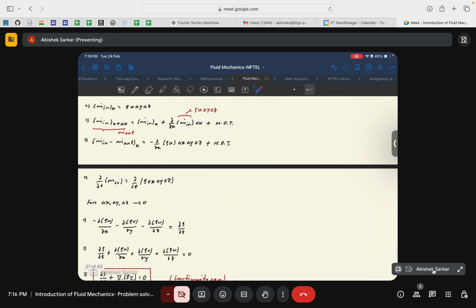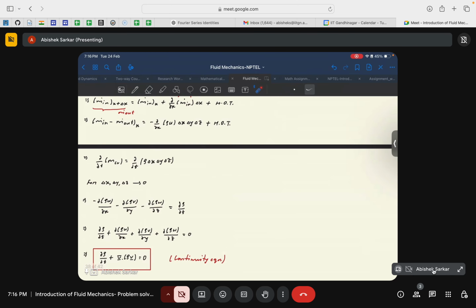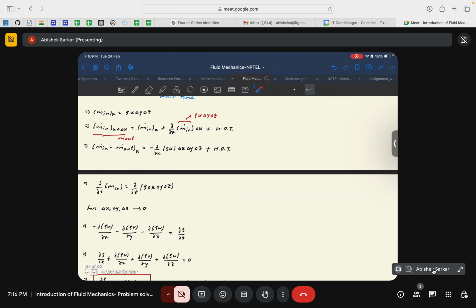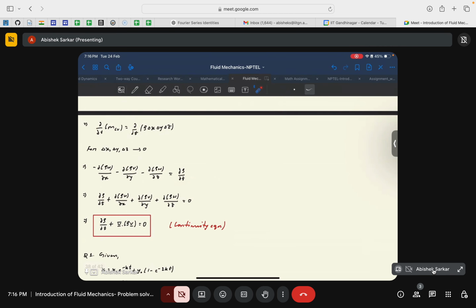So what we have is that ∂/∂t of m_cv along the x, m_cv is equal to ∂/∂t of ρ times Δx Δy Δz. Now if you consider the same approximation for this mass flux for all the three phases along all the three directions, you will end up with the equation of this form. And now you can see it's very identical to something that we already derived.